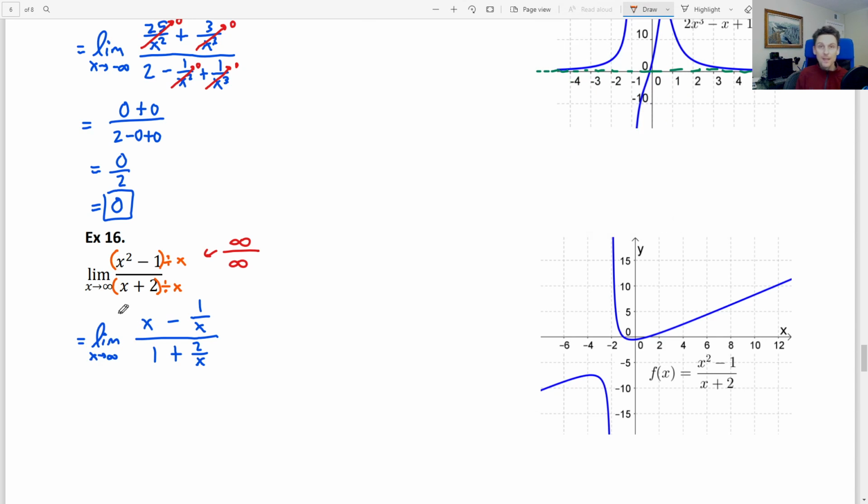So now, we'll take stock of our situation. We know that 1 over x is approaching 0, and 2 over x is approaching 0 as well.